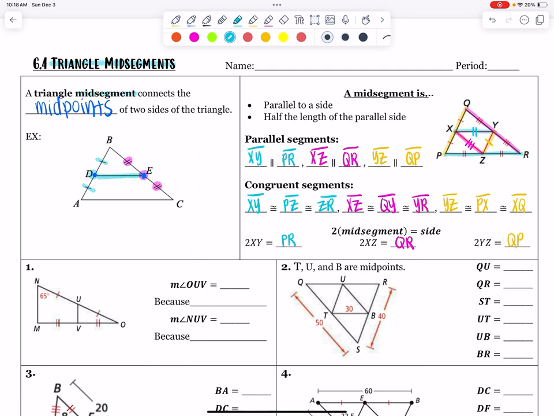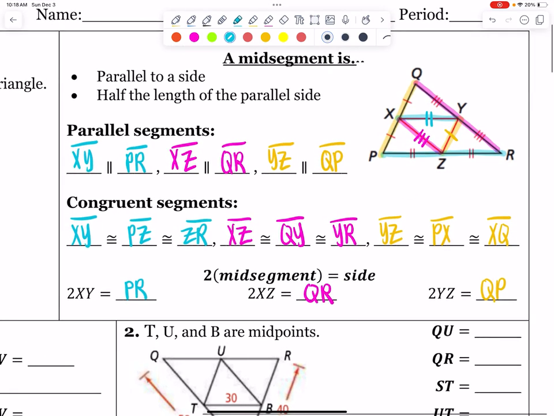We learned a few important things about it during our GeoGebra exploration. The first thing we learned is that it's parallel to the third side. You can see that those two blue segments are parallel. You can see that those two pink segments are parallel. They're facing the same way and they'll never cross. And those two yellow segments are parallel and they never cross as well. We also learned that it is half the length of the parallel side. So it's exactly half the amount.